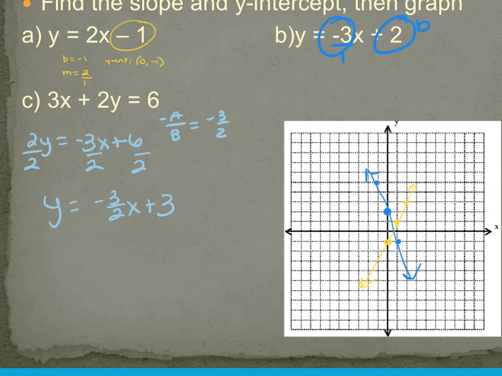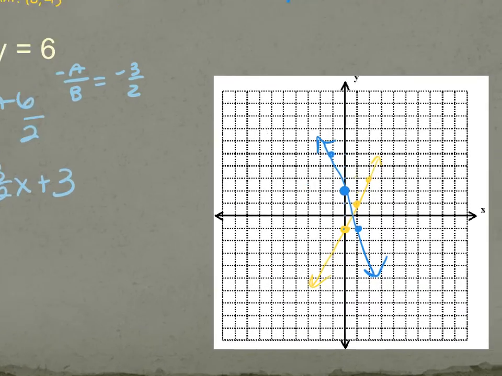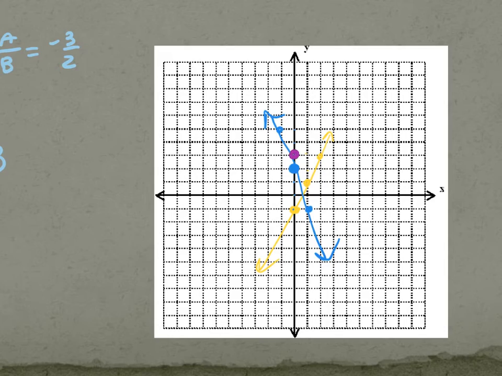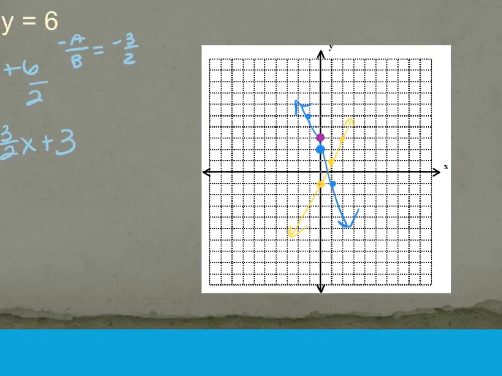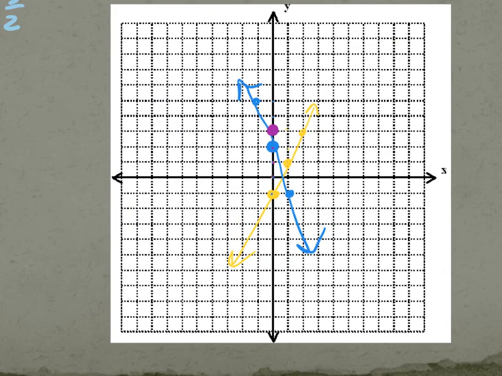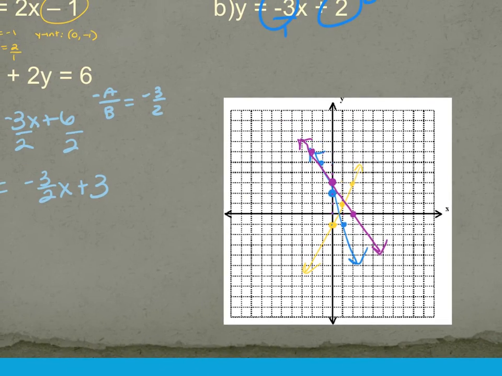Now I'm going to go to +3. I'll actually do this in a different color. Let me go to +3, plot my point, and then my slope is -3 over 2. So I go 1, 2, 3 down, 1, 2 to the right, or I go 1, 2, 3 up, 1, 2 to the left. And that's C.